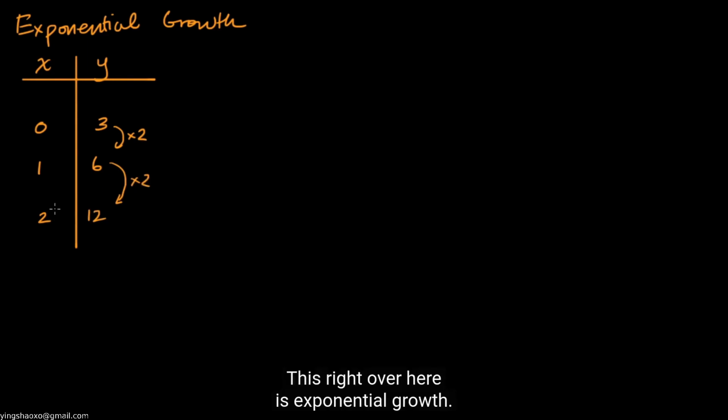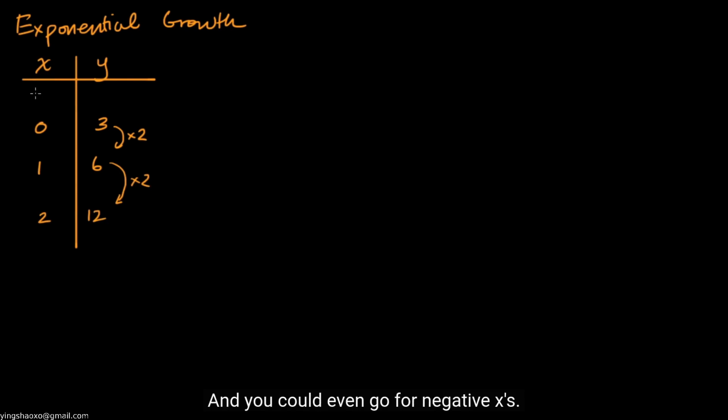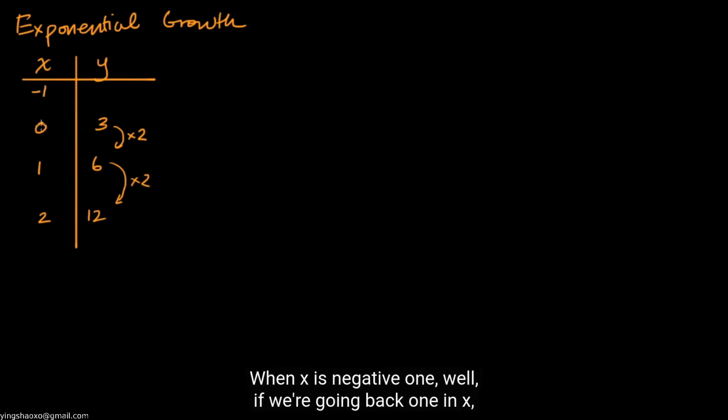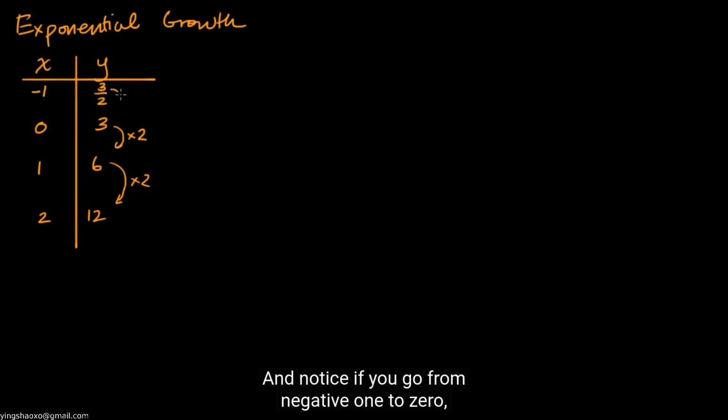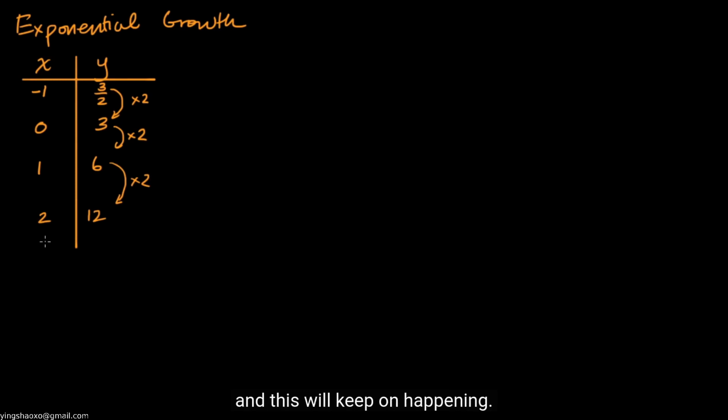This right over here is exponential growth. And you could even go for negative x's. When x is negative 1, well, if we're going back 1 in x, we would divide by 2. So this is going to be 3 halves. And notice, if you go from negative 1 to 0, once again, you keep multiplying by 2. And this will keep on happening.